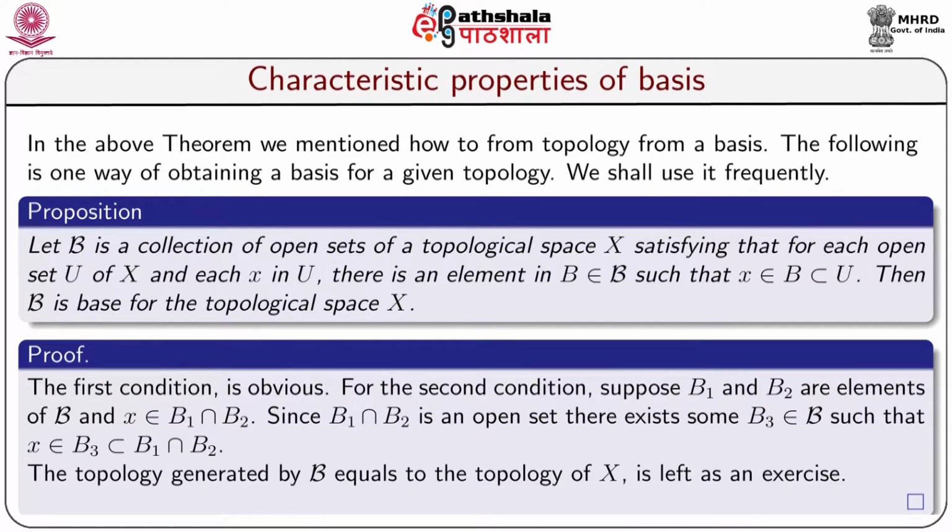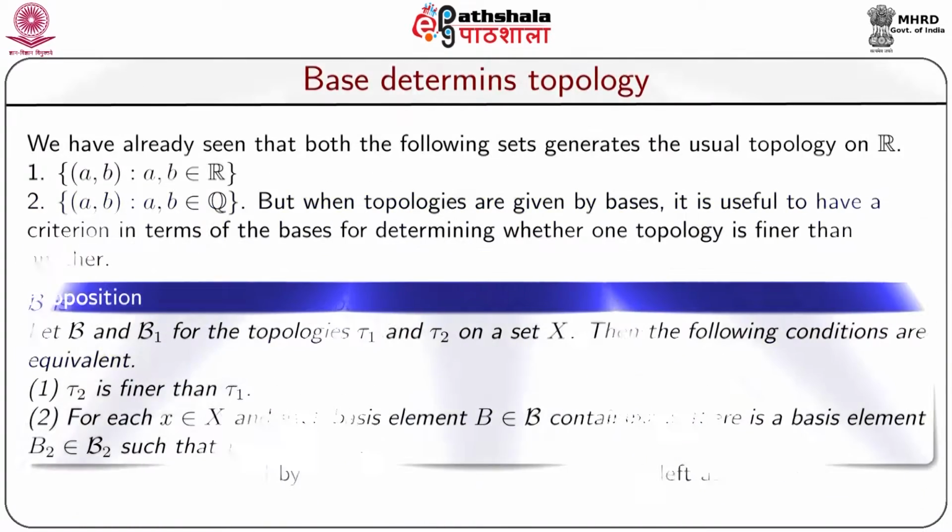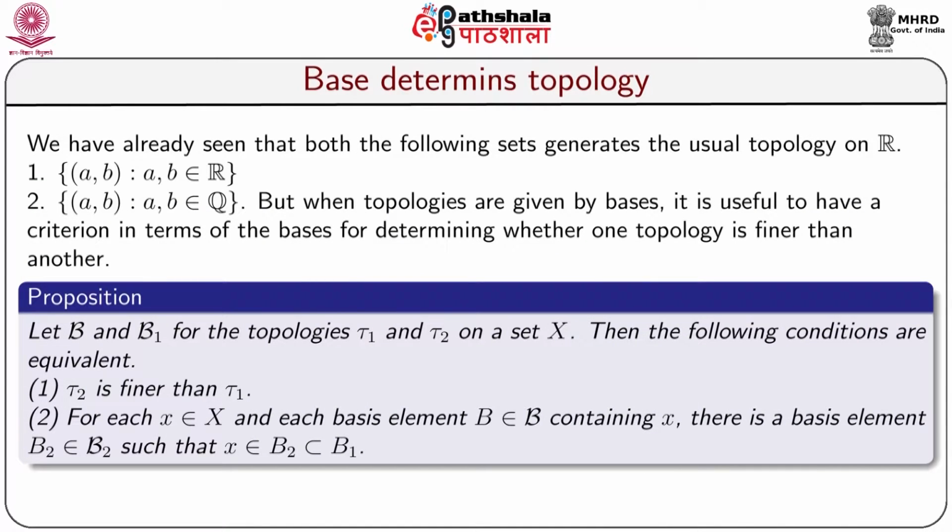Since B1 intersection B2 is an open set, there exists some B3 belonging to script B such that x belongs to B3, which is contained in B1 intersection B2. That the topology generated by script B is equal to the topology of X is left as an exercise. Now, we will talk about when a basis determines a topology.